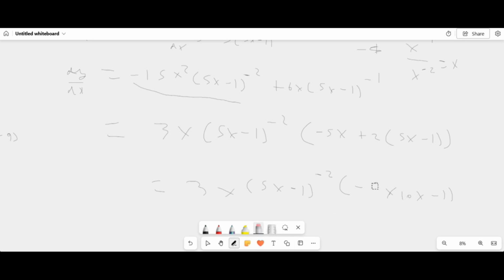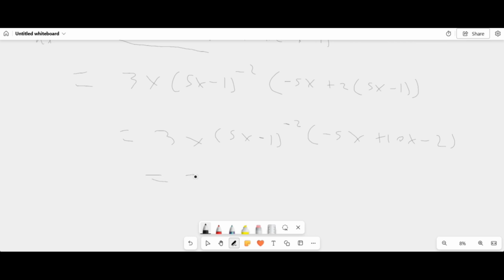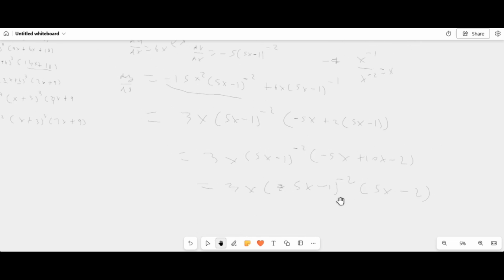Sorry, my bad, let me write that properly. 2 times 5 is 10, so we got minus 5x here plus 10x here minus 2 here. Alright, so ultimately, if we then tidy up that right hand side bracket, that's going to be minus 5x plus 10x, which is 5x here, minus 2. Alright, so that's the final answer there.